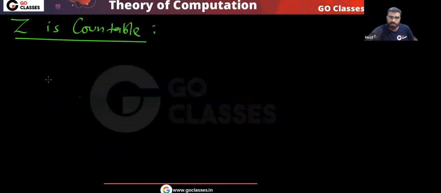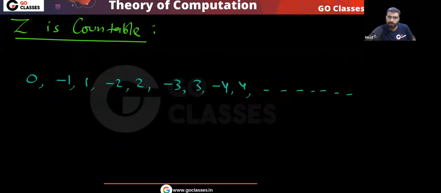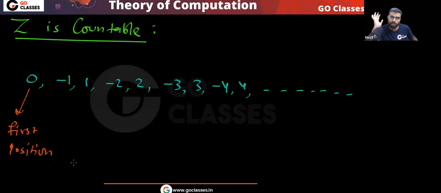Yes. Consider this enumeration. I can put it like this: 0, -1, 1, -2, 2, -3, 3, -4, 4. Do you agree with me that every element will appear? Yes, this is an enumeration. For example, this is your first position, this is your second position, third position, fourth position.